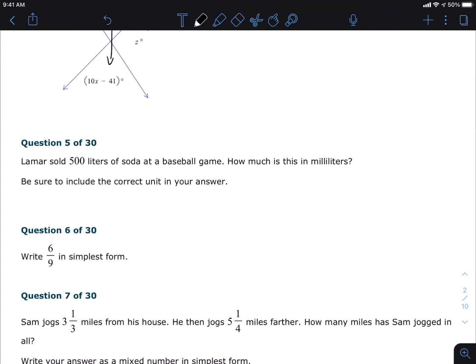All right, so it says Lamar sold 500 liters of soda at a baseball game. How many milliliters? How much is this in milliliters? So milliliters is multiplying liters by 1,000, right? So I'm going to go 500 times 1,000 is going to give me 500,000 milliliters. So centimeter would be multiplying by 100. If we had liters and we were going to go to like a kilo, then we would divide by 1,000, right?